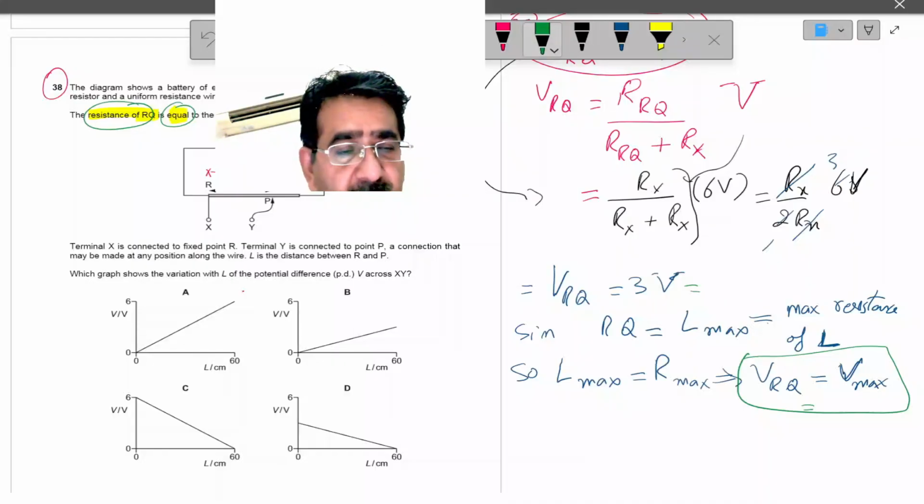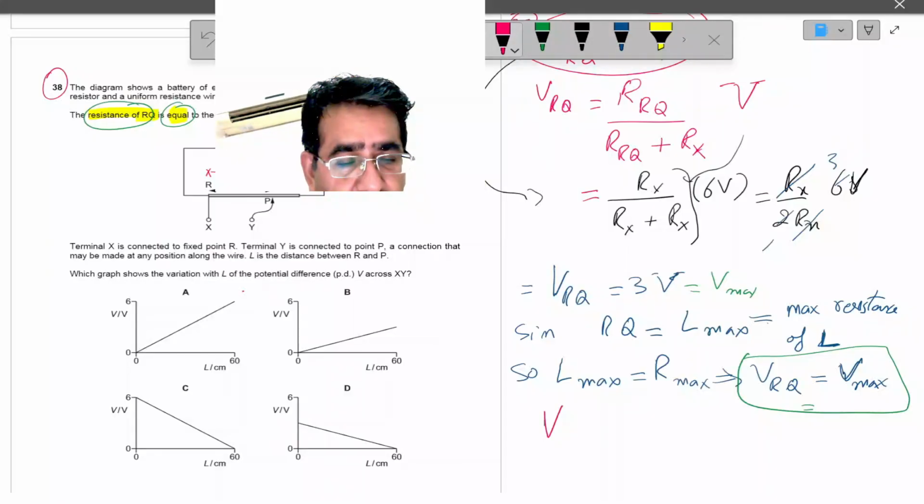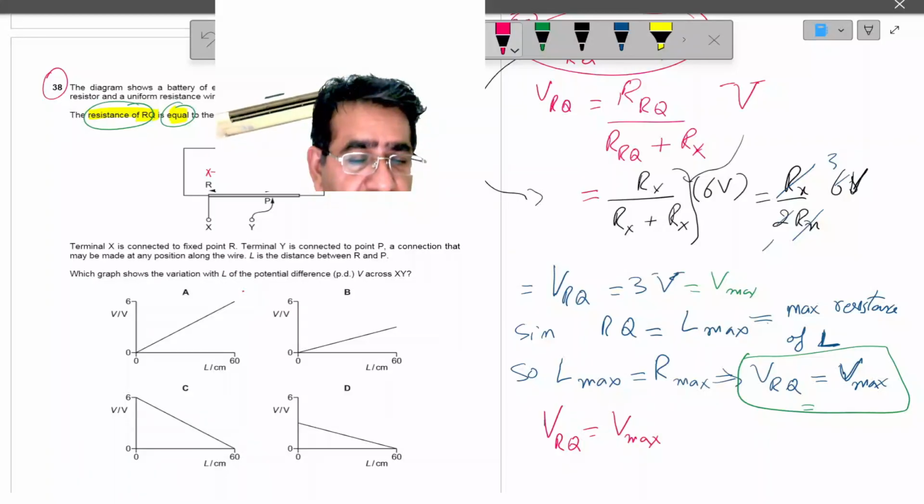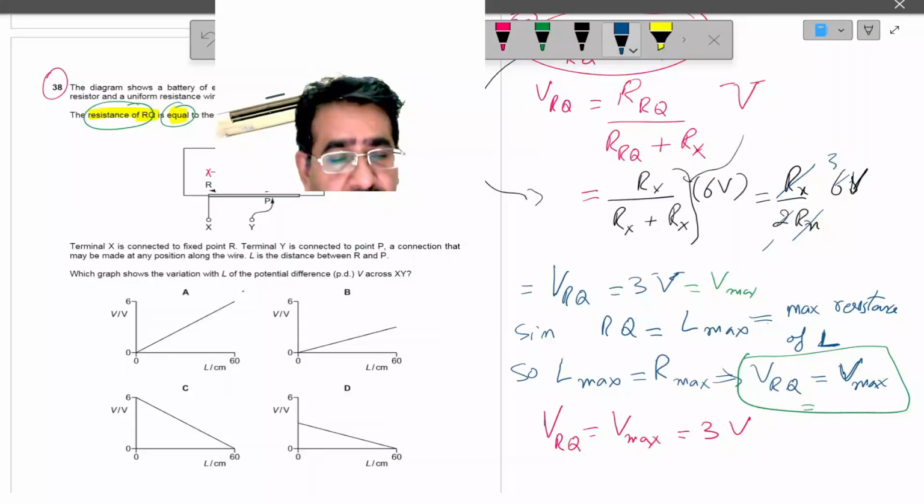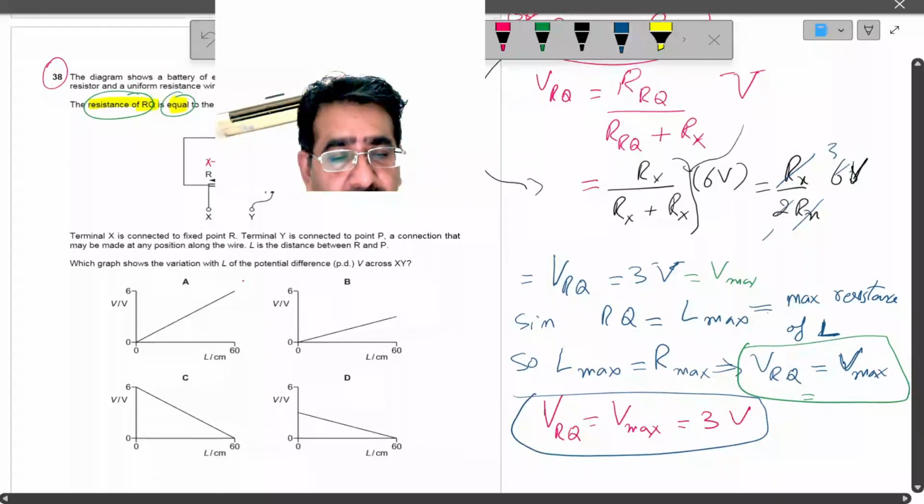And this is V max. Okay, I must say that VRQ, which is V maximum, and that must be 3 volts. The maximum voltage value must be this. Okay, this is a very important point.